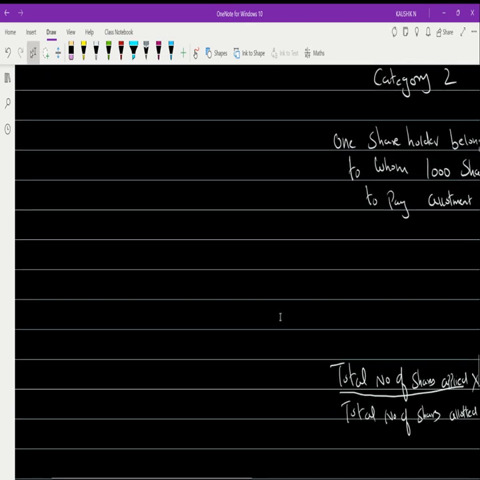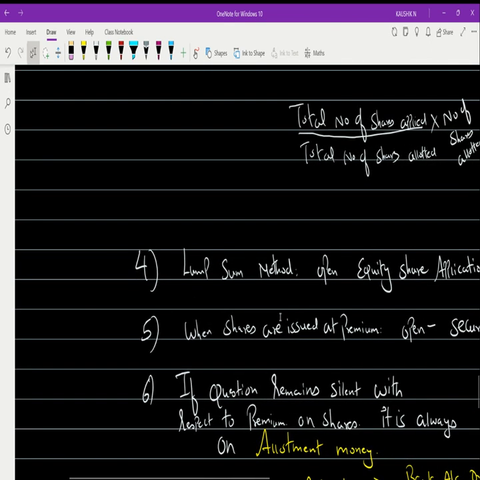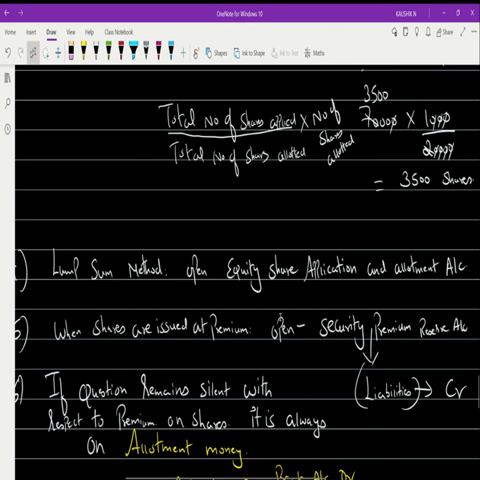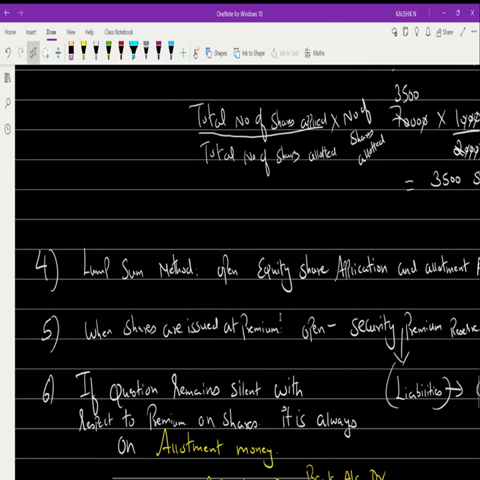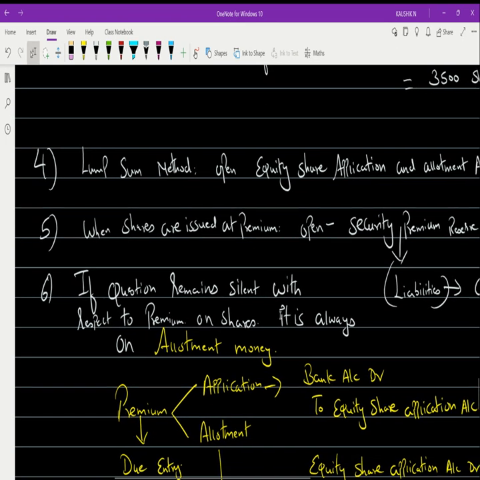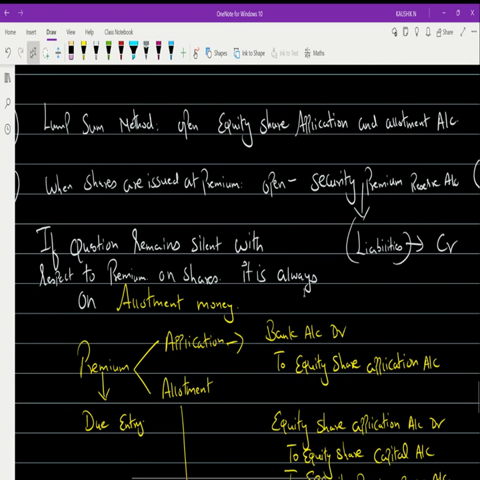And then the two more important points which we discussed here are the lump sum method, where you want an account to be opened, equity or preference depending upon the category of shares. You have to make it up as equity share application and allotment account or preference share application and allotment account. When the shares have been issued at a premium, you will have to open the security premium reserve account, which we call SPR for short, but do not write SPR in the account because shortcuts are strictly prohibited. And why do you credit the account? Because it falls under the liability segment of the balance sheet.